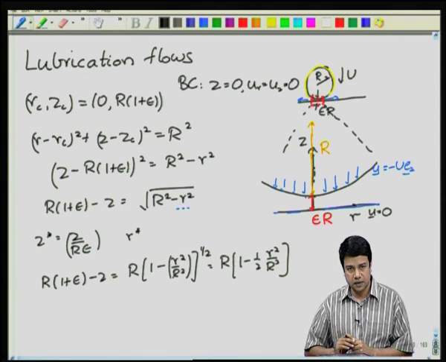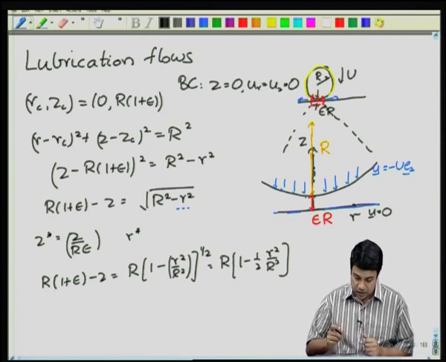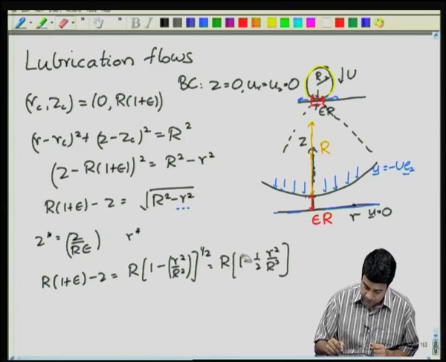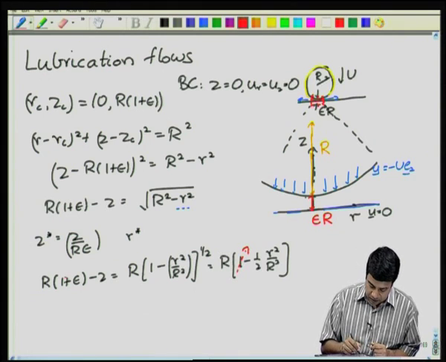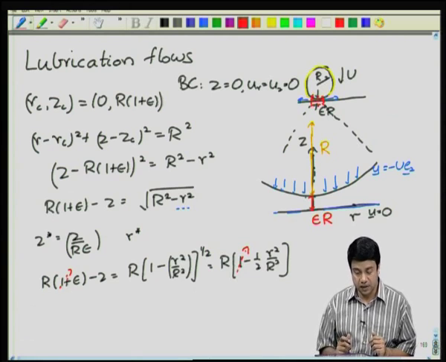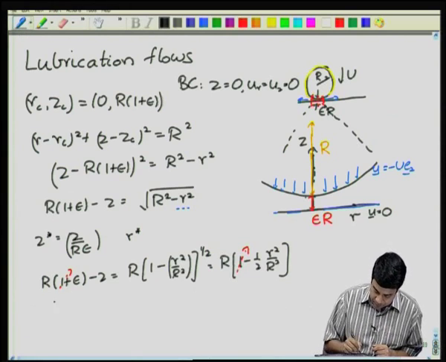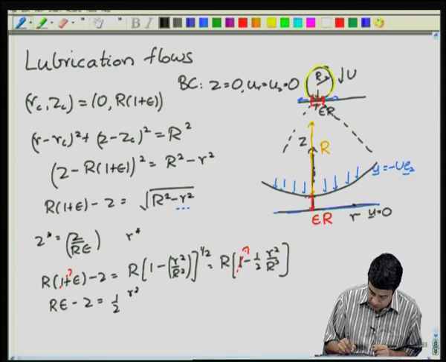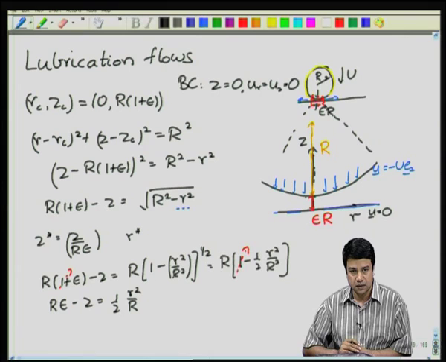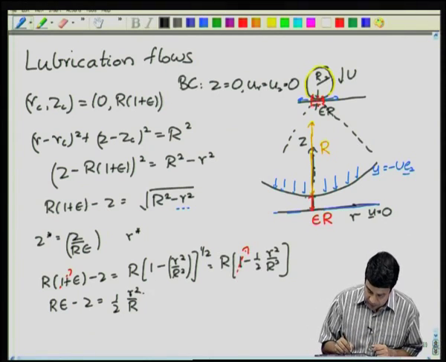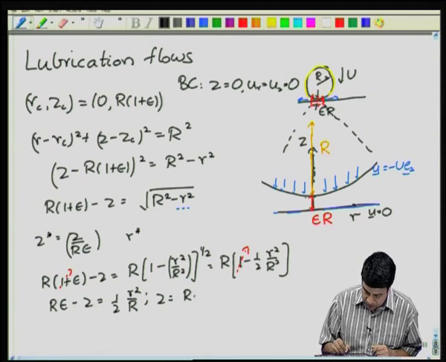So, this was assuming that r is small compared to capital R, and we just retain the first term in the series. Now, if I express this in terms of z star, I can of course cancel out this 1 on the right hand side. I have an r on the right hand side, r into 1, and r into 1 on the left hand side. So, those two get cancelled out, and I will get r epsilon minus z is equal to half r square by R.